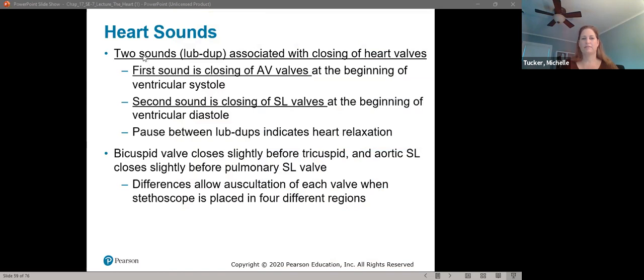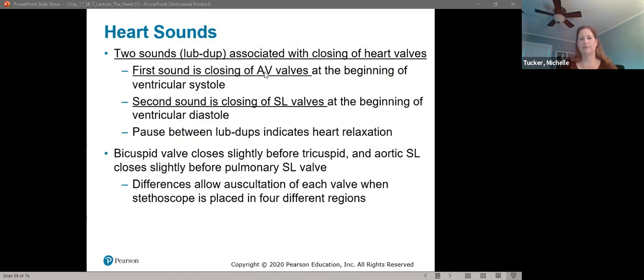The heart sounds, there are two main sounds. There's the lub and the dub. The lub is the closing of the AV valves at the beginning of ventricular systole. And then the second sound is the closing of the semilunar valves at the beginning of ventricular diastole.